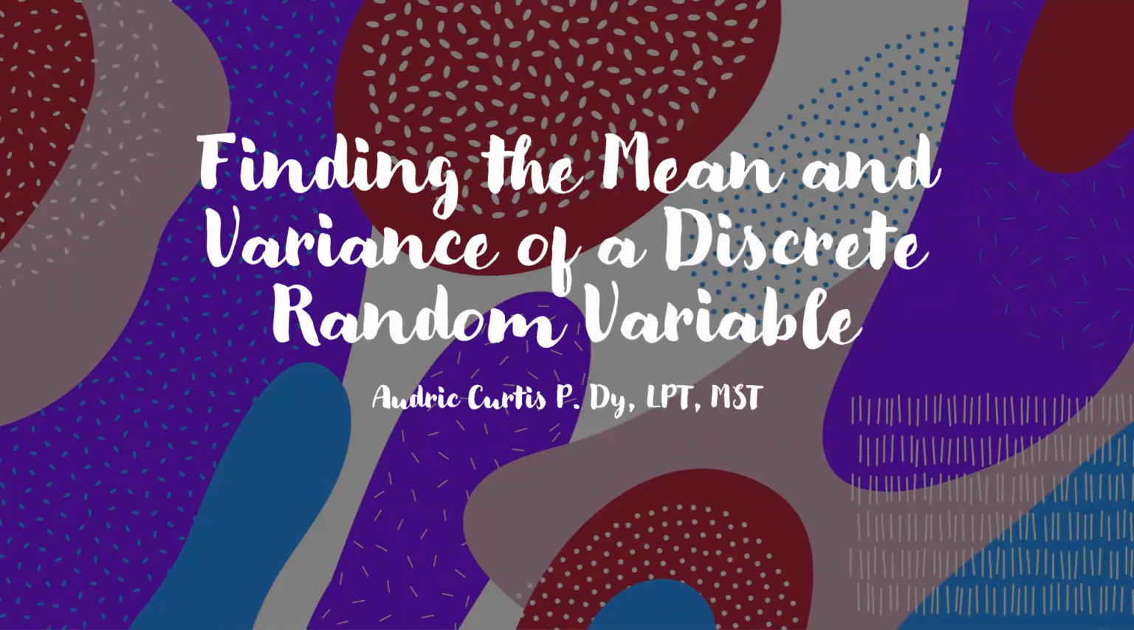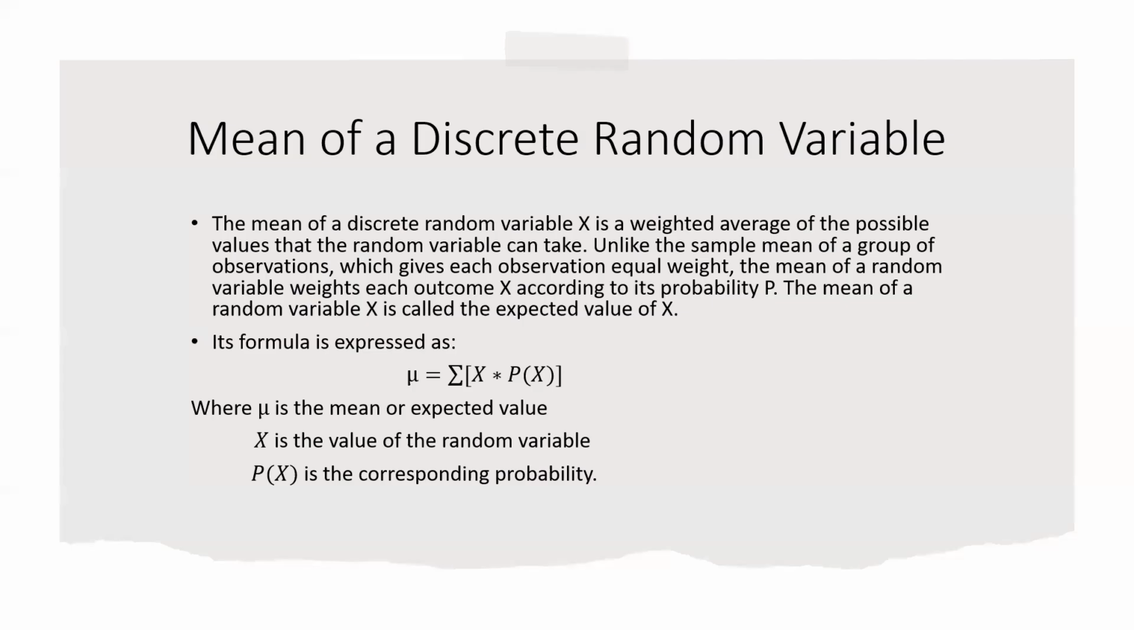So our topic for today is finding the mean and variance of a discrete random variable. When we say mean, it is simply known as the average of all the possible values that the random variable can take. So unlike the sample mean of a group of observations, which gives each observation equal weight, the mean of the random variable weights each outcome x according to its probability p of x. The mean of the random variable x is also called the expected value of x.